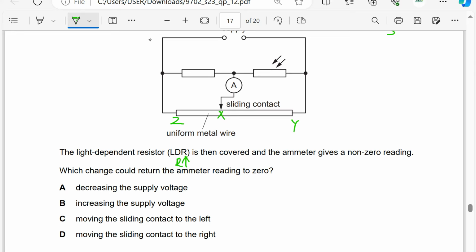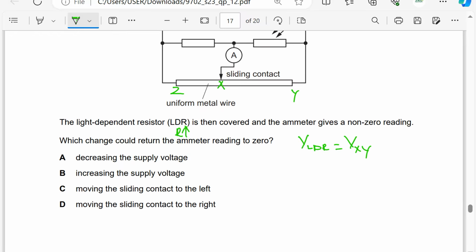And remember, for balance, the PD across the LDR should be the same as the PD across XY. Those two parts are in parallel. Now note that the resistance has increased. When the resistance increases, it means the PD across the LDR has increased, which means the PD across XY has actually increased.